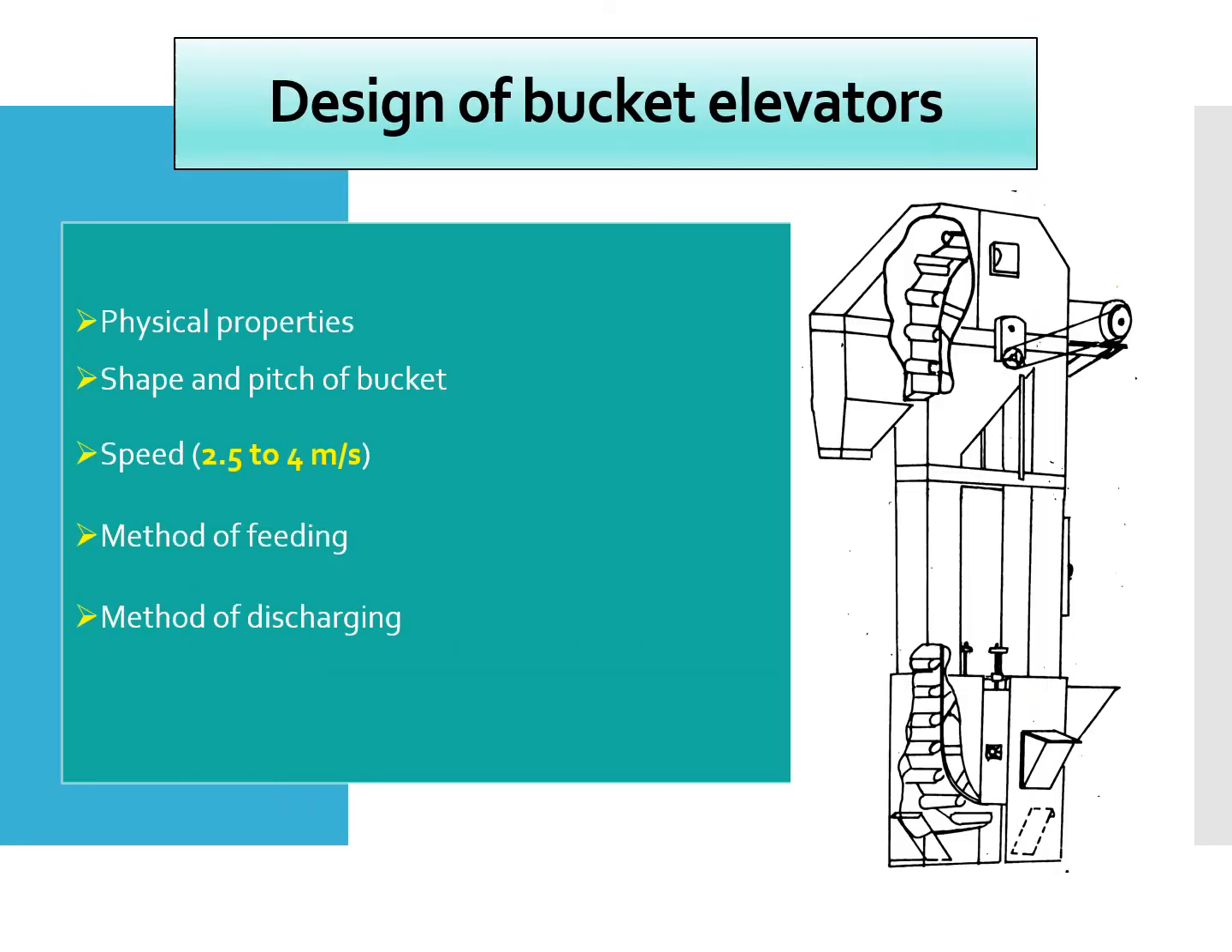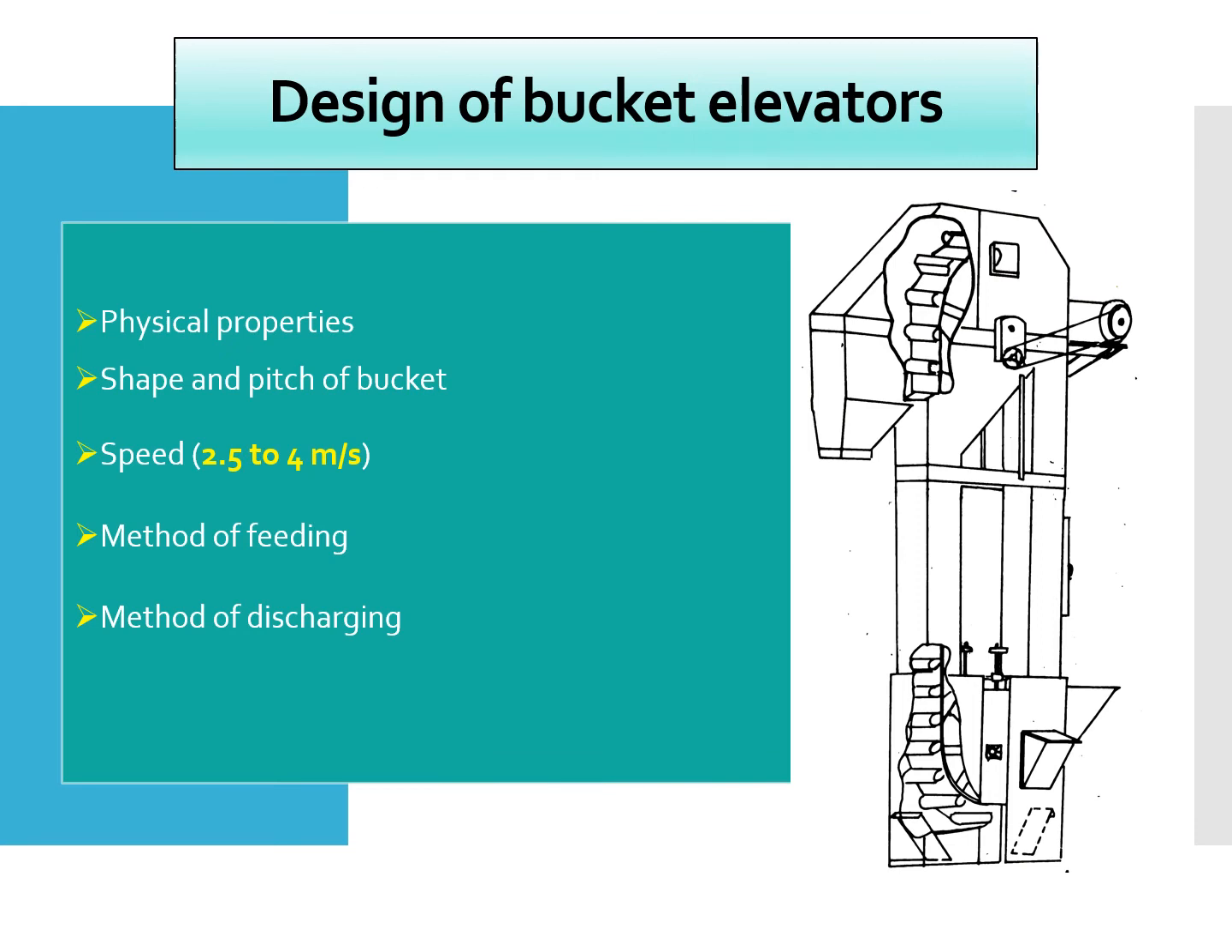Design of bucket elevators. The design of bucket elevators contains these 5 components: physical properties, shape and pitch of bucket, and speed. And speed varies from 2.5 to 4 meters per second. And the fourth one is method of feeding, and the fifth and last one is method of discharging.